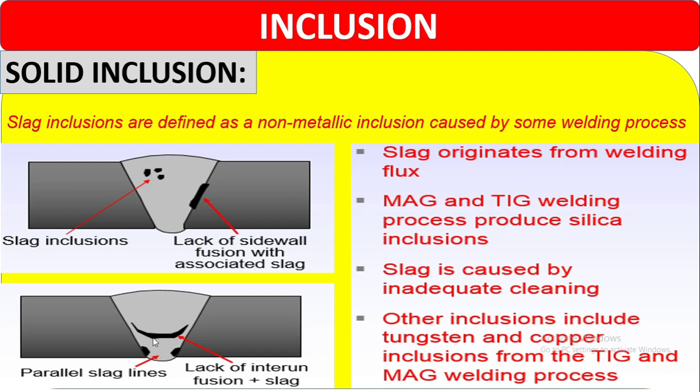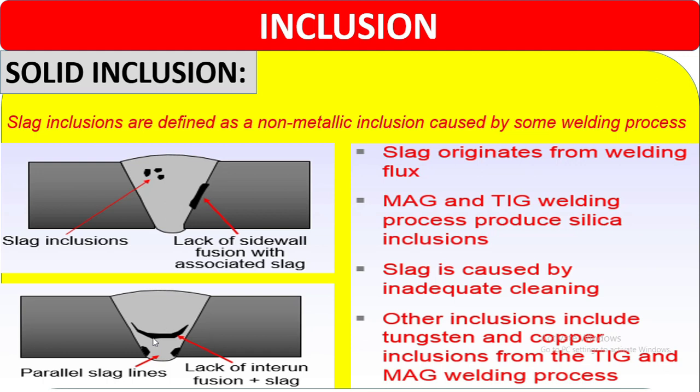In MAG and TIG welding processes, there is silica inclusion, because there is silica in MAG and TIG. Because in tungsten inert gas welding, there is tungsten. So that's called the silica inclusion. Slag is caused by inadequate cleaning. I already said that inadequate cleaning is the most important thing. If it is not cleaned properly, then slag will be generated.